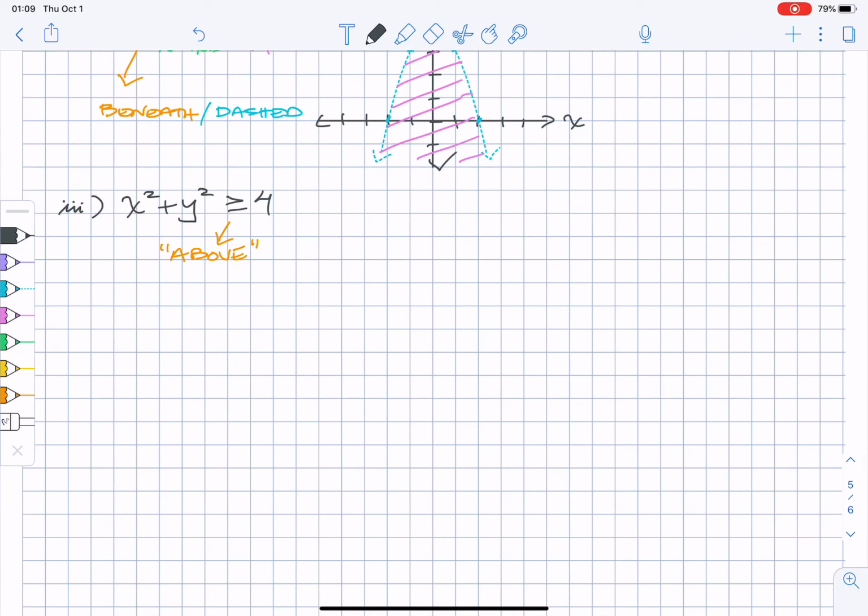X and y coordinate axes. This, of course, is a circle of radius 2 centered at the origin. One, two, three, four. One, two, three. So let's go ahead and draw the circle. It's solid, right? Solid. So, a circle of radius 2 centered at the origin. There we go.